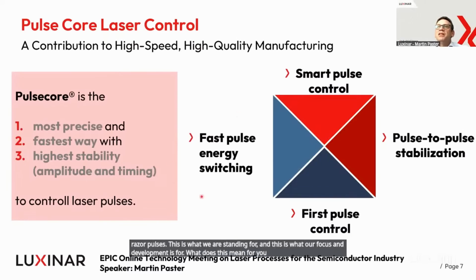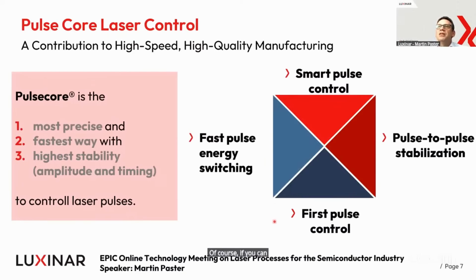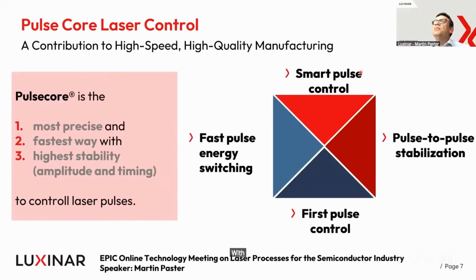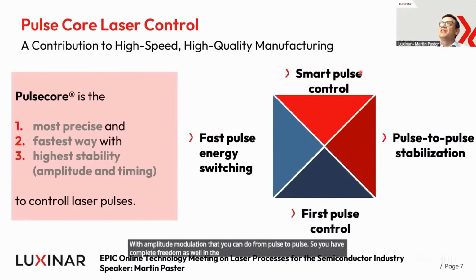It means fast pulse energy switching. You can switch pulse energy from pulse to pulse. Of course, if you can control any pulse, you can also control the first pulse perfectly. It gives you smart pulse control. We name it this because you have the complete freedom of pulse on demand combined with amplitude modulation that you can do from pulse to pulse. So you have complete freedom, in the energy range as well as in the temporal range.